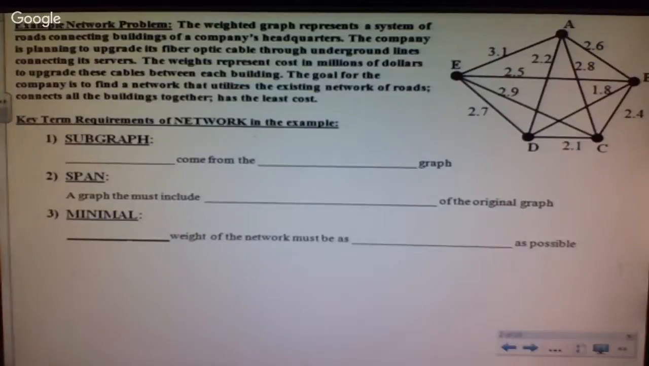And this is an example of a network problem. The weighted graph represents a system of roads that connect buildings of a company's headquarters. The company is planning to upgrade its fiber optic cables through underground lines connecting its servers. The weight represents the cost in millions of dollars. Okay? So, if they want to run a fiber optic cable between A and E, that's going to cost $3.1 million. That we do not have.